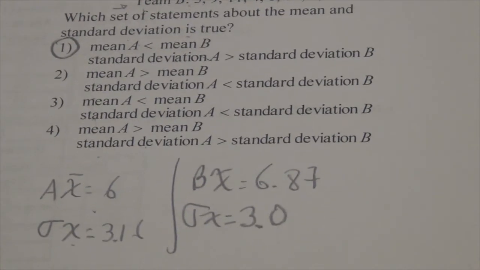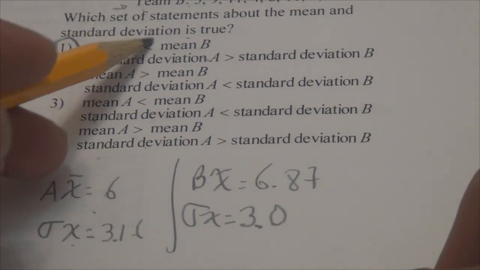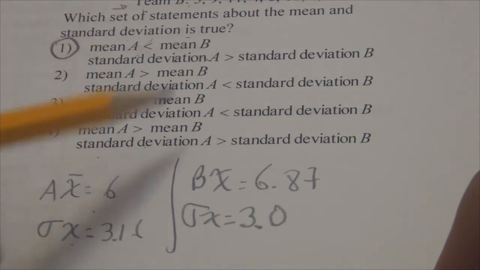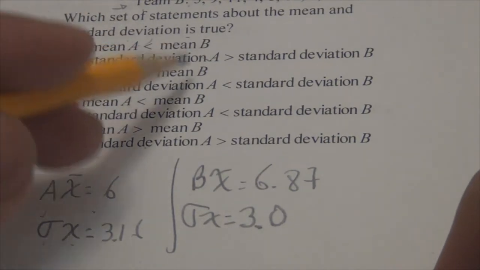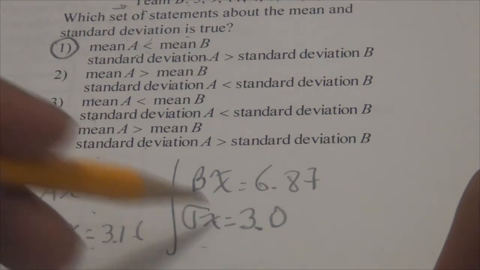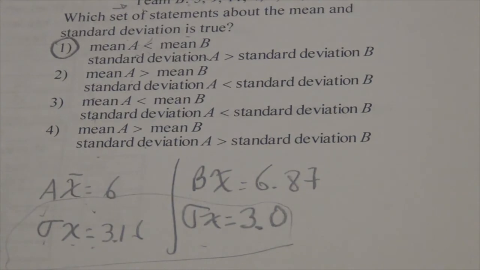Okay, that was easy. The mean of A is less than the mean of B. And the standard deviation of A is greater than the standard deviation of B. Yep. So now you understand. Now, what is standard deviation? I'm just going to tell you in plain words.